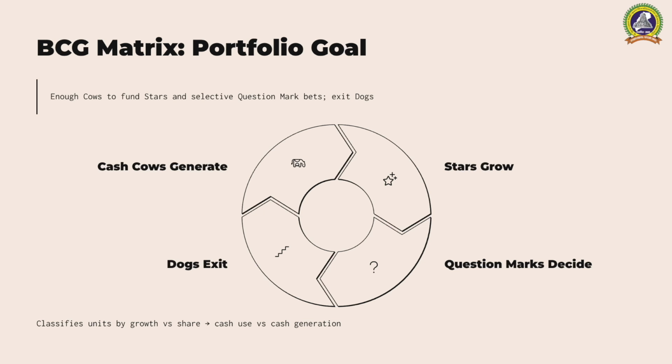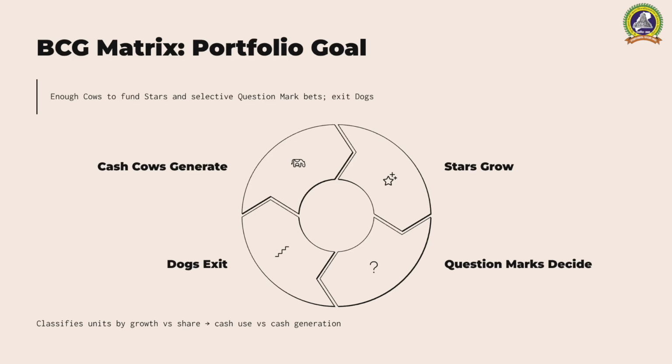First, we have the stars, units that operate in a high growth market and also hold a high market share. These are the areas where the organization should continue to invest. Next are the cash cows, which exist in low growth markets but have a high market share. These units generate steady cash that can be used to support other parts of the portfolio.